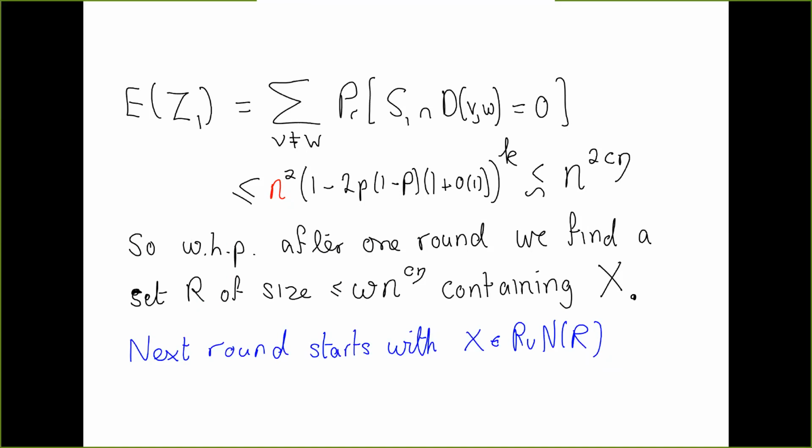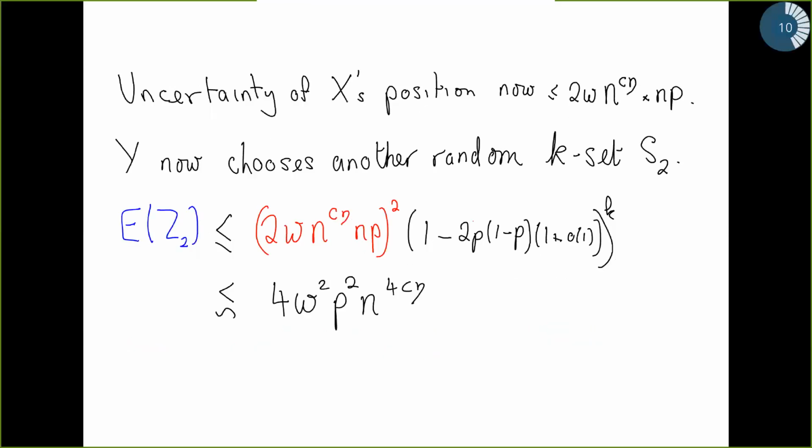So what we know is, in the next round, the fugitive will either be in R, which is some large set of size omega, or the union of n to R. So what that means is we can replace the red n by the red 2 omega n to c n p squared times rho to the k. So the expectation of Z2 is much smaller if p is small, right?